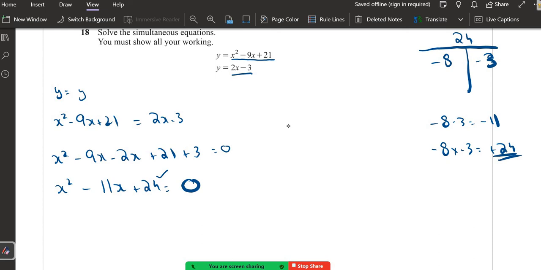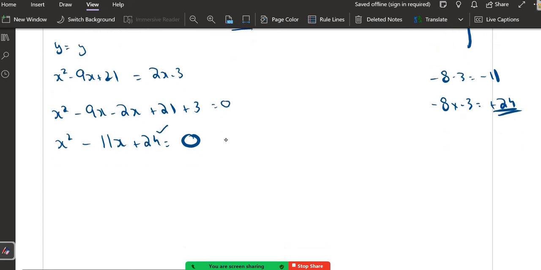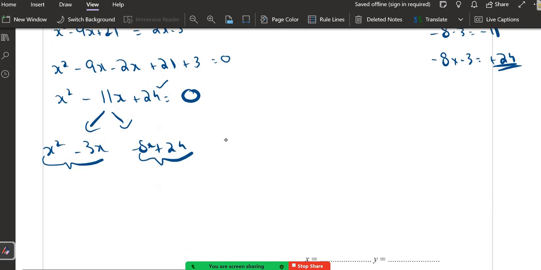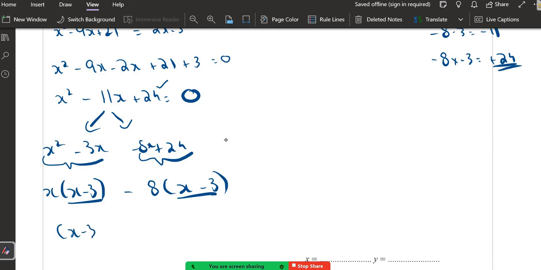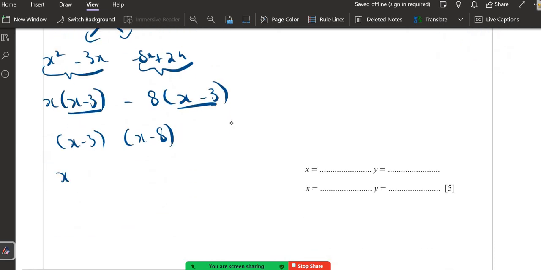You can also solve quadratic equations using the calculator. So I will write x squared and plus 24 as it is. Minus 11x will be written as minus 3x minus 8x. Take x as common, x minus 3. Take minus 8 as common, this also becomes x minus 3. So x minus 3, x minus 8. So the value of x is going to be x equals 3, x equals 8.